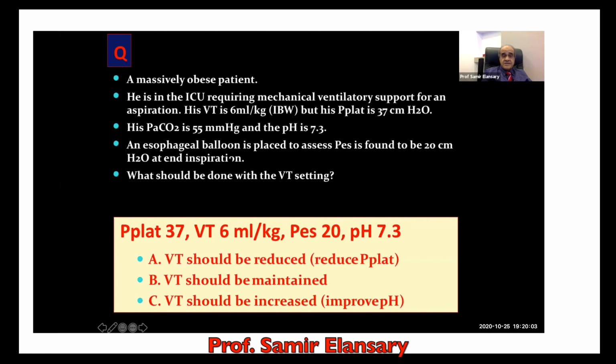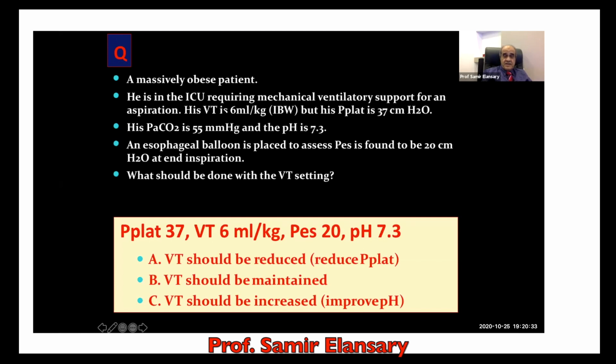An esophageal balloon was inserted and reflected the pleural pressure at that time. It is not written here, about 20 centimeters water. What should be done for this patient with tidal volume? Do I have to reduce the tidal volume, maintain it, or increase it to improve the pH? As you know from the protective strategy, a pH of 7.3 is accepted for this patient.